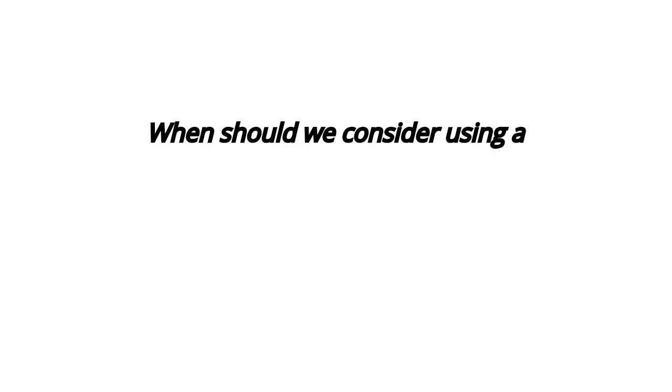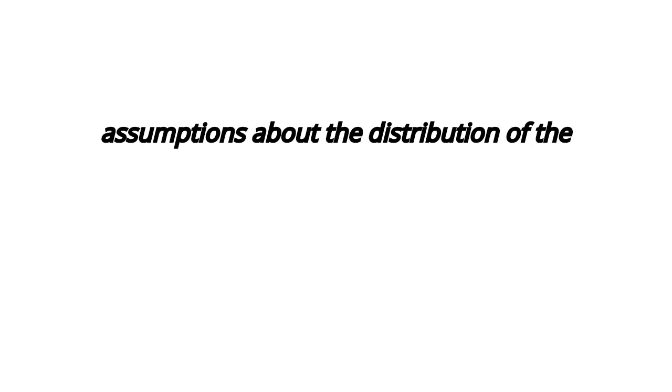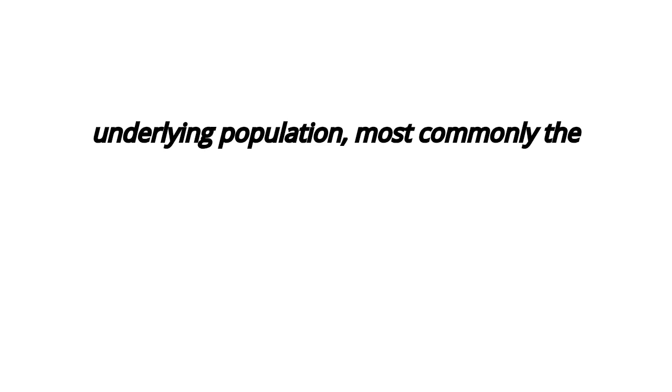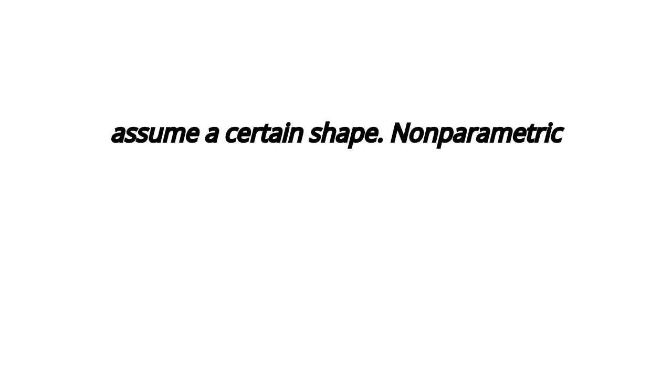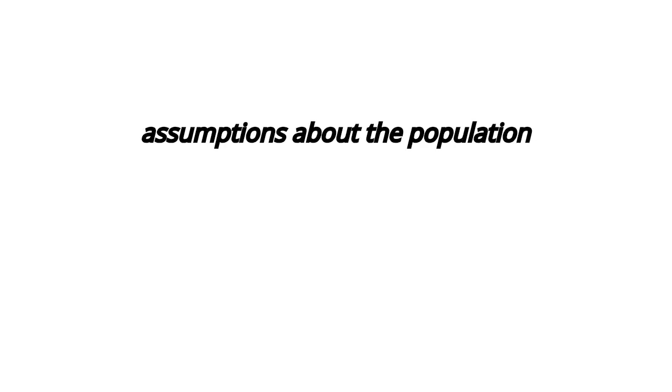Finally, our sources distinguish between parametric and non-parametric tests. When should we consider using a non-parametric test? Okay. Parametric tests, like the t-tests and F-tests we discussed, rely on specific assumptions about the distribution of the underlying population, most commonly the assumption of normality. Right. They assume a certain shape. Non-parametric tests make fewer or less stringent assumptions about the population distribution. They're sometimes called distribution-free tests. So when do we use them?